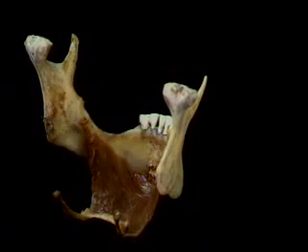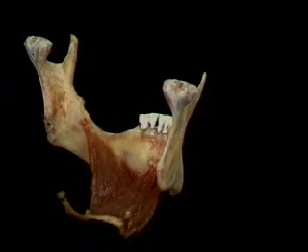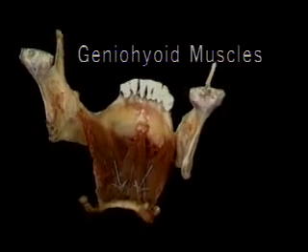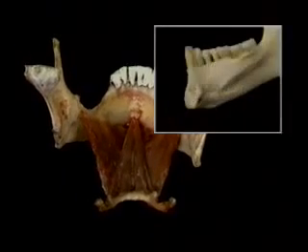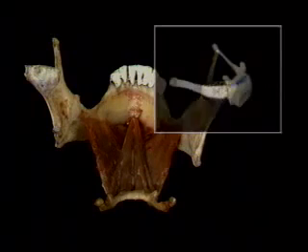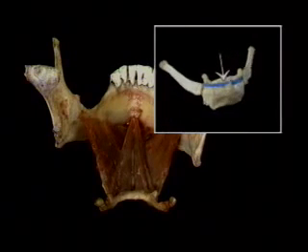Now we'll add the 2 geniohyoid muscles to the picture. Here they are. They lie above the mylohyoid. On each side, the geniohyoid arises from the lower part of the mental spine. It inserts here, on the body of the hyoid bone.